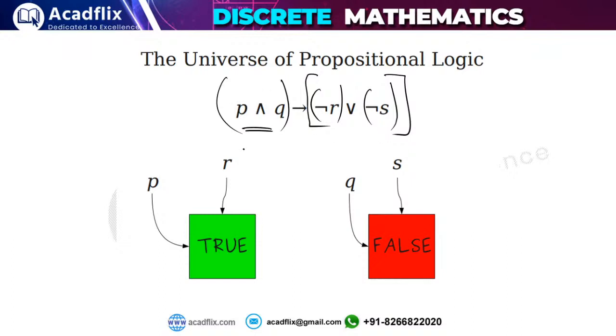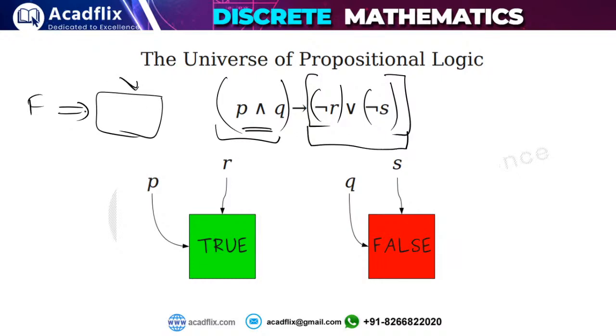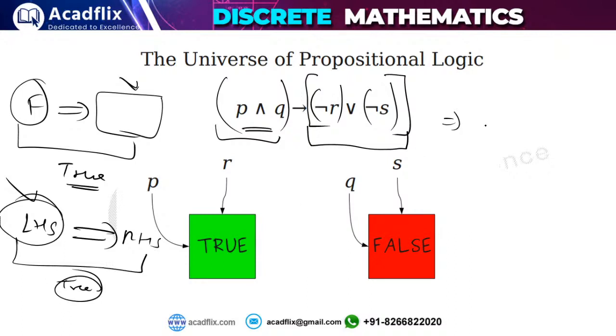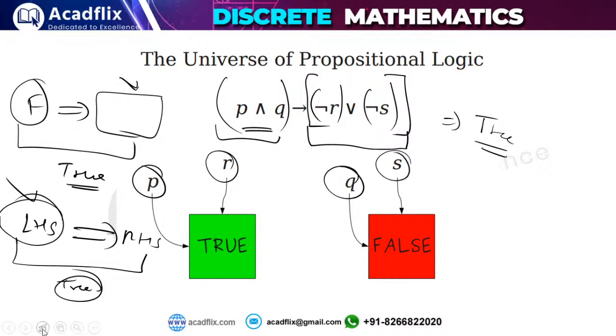Now actually you don't even need to solve the rest, because this is becoming false, and false implies anything. I do not care, because the LHS of the implication is false, so automatically this complete thing will become true. I told you, whenever you have an implication, you have LHS and RHS; if LHS itself is false, then the complete implication will become true. So in this situation, when P is true, R is true, Q is false, S is false, this formula will become true.